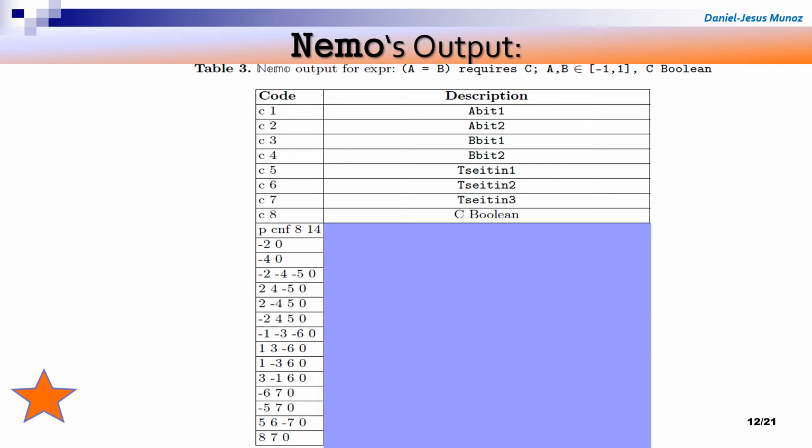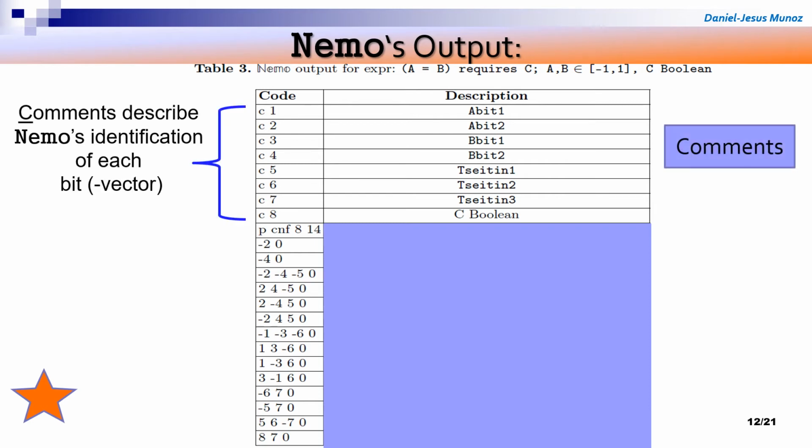The first portion of the DIMACS file is the comments. C means comment. And they are identifying the different bits with respect to the variables. For example, the first 2 bits of A, the 2 bits of B, and the ceiling variables. What are the ceiling variables? Those are extra variables that we created in the encoding process, but they don't distinguish different configurations. Okay, we preserve model equivalence and model counting.